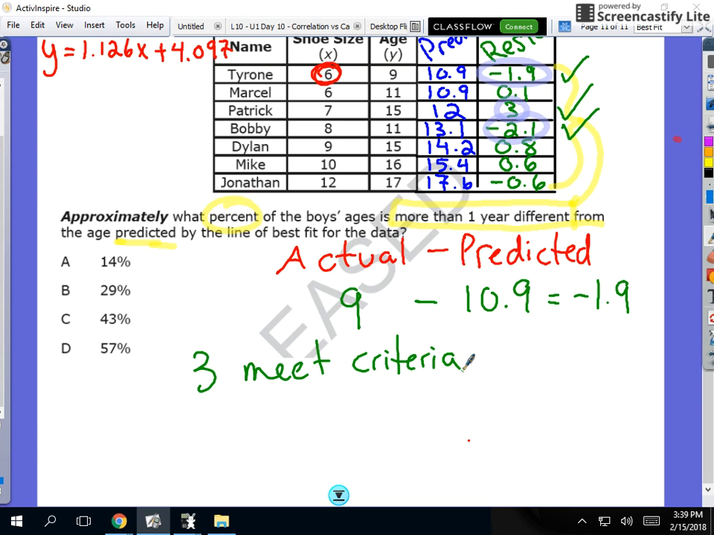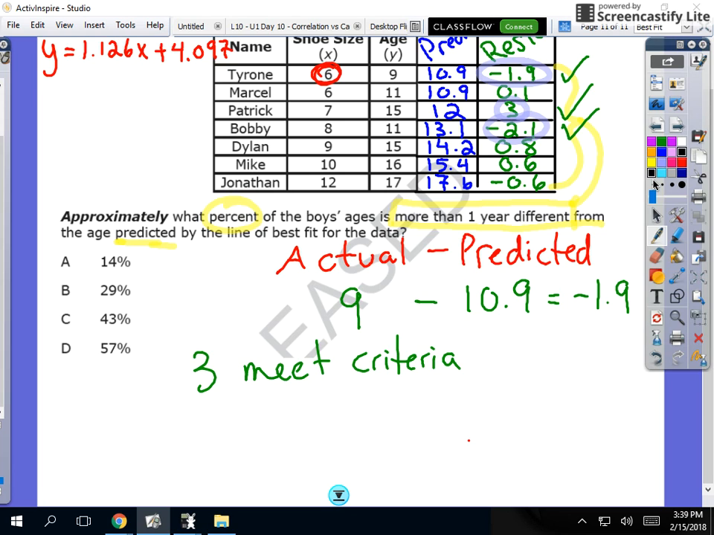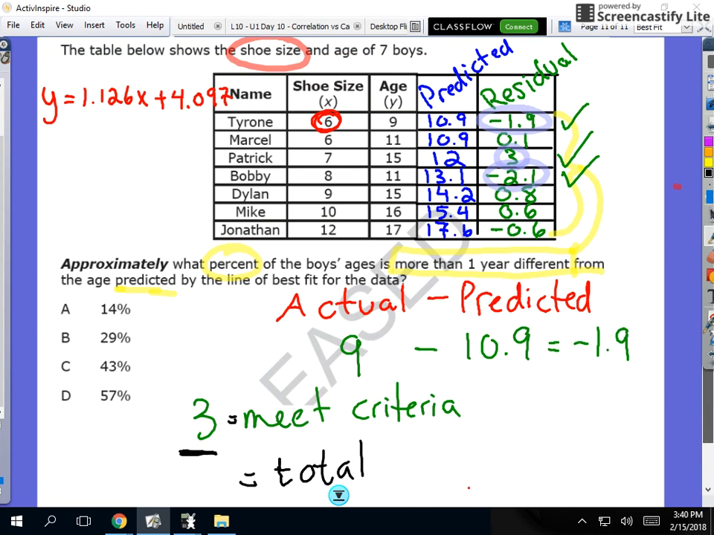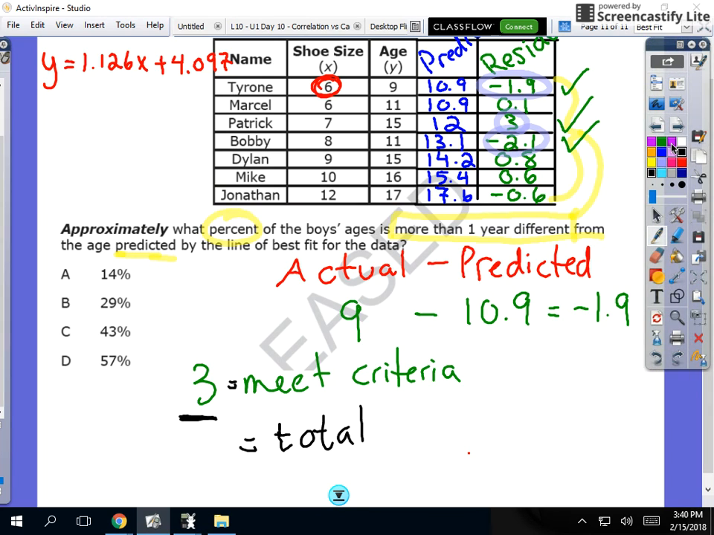That's very important. So 3 meet the criteria of what's being asked. Well, how do I find a percentage? We find that percentage by dividing that number by our total. What's our total in this case? Well, it said it at the very top there. You have 7 boys, or just count up how many you have in the table. So divide that by 7.